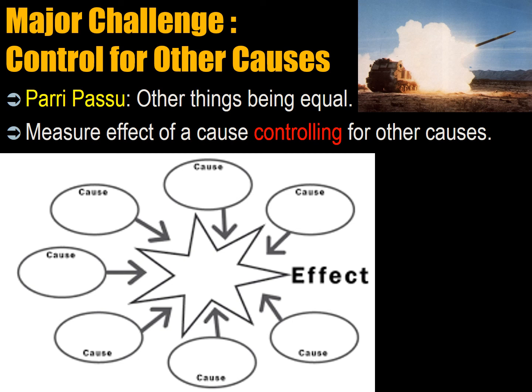Great level of complexity. For us to identify a cause, we need to know that the other causes are not important. Okay, we call this the ceteris paribus, right? Where we want to control for the effects of all the other things, keep other things equal. Right? So we want to be able to measure the effect of a cause while controlling for all of the other causes.